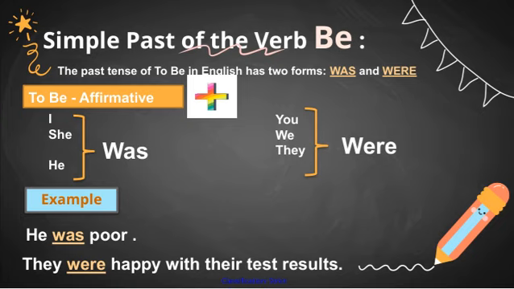Notice how in the examples, they were happy and he was poor show us how the verb changes depending on the subject. This is key to mastering the simple past tense of to be. Also, the slide gives us a quick reminder that to be in the past tense has two forms, was and were. Understanding when to use each form helps us speak more accurately about past situations. So remember, was for singular, were for plural. And these forms are essential in constructing clear and correct past tense sentences.